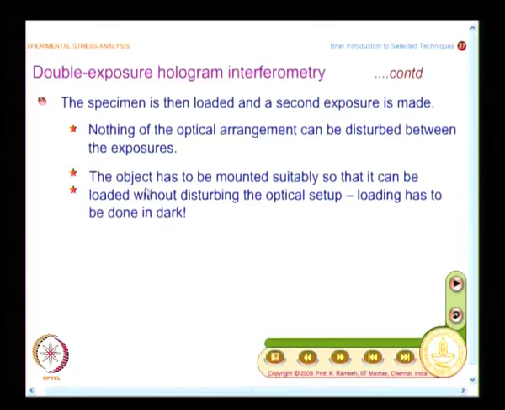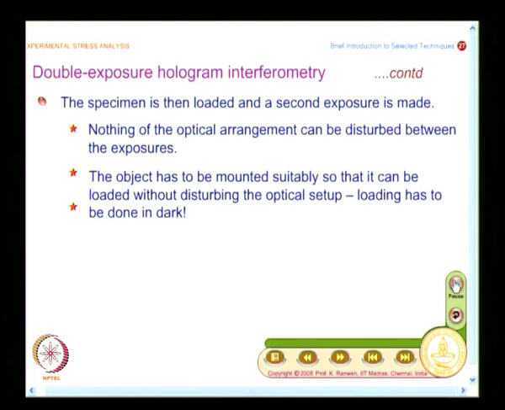Also, you anticipate approximately what the type of result is. There may be error in judgment, but still you want to know the range, that is how you want to do the experiment. So, you can't disturb the optical arrangement. And what are the other finer points? The object has to be mounted suitably so that it can be loaded without disturbing the optical setup, and loading has to be done in the dark. Even this you can practice.